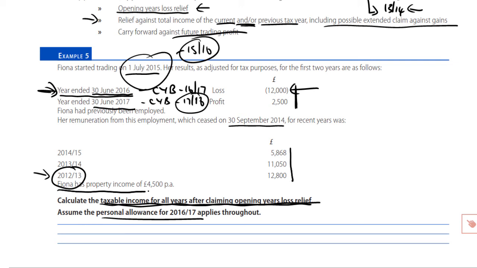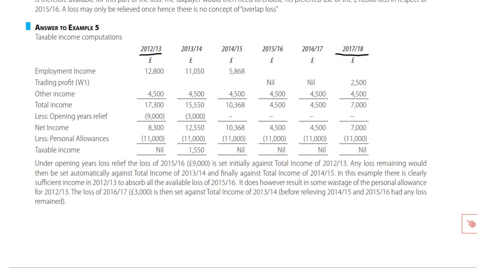Fiona also has property income of £4,500 per annum. So, back to our answer. Pick up the figures of employment income, straight copy down from the question, 12-13 through to 14-15. We already know that our trading profit assessments are nil in the first 2 tax years, 2,500 in 17-18. We know that our other income is property income, and that's £4,500 for each and every tax year.